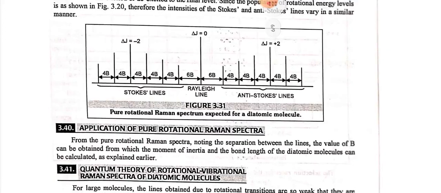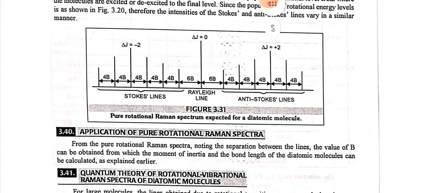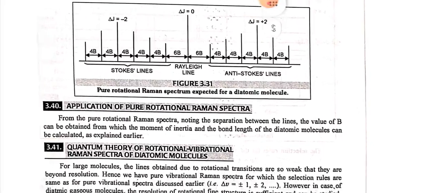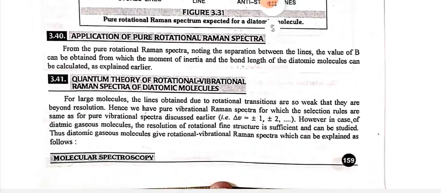Section 3.40, application of a pure rotational Raman spectrum. From a pure rotational Raman spectrum, noting the separation between the lines, the value of B can be obtained. The moment of inertia and the bond length of a diatomic molecule can then be calculated as explained earlier.